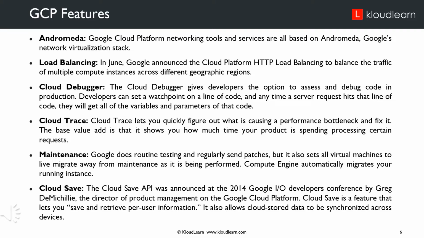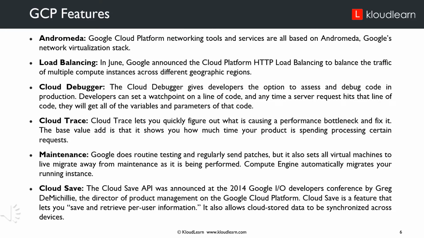Cloud Debugger. The Cloud Debugger gives developers the option to assess and debug code in production. Developers can set a watch point on a line of code, and anytime a server request hits that line of code, they will get all the variables and parameters of that code. Cloud Trace. Cloud Trace lets you quickly figure out what is causing performance bottlenecks and fix them. The base value add is that it shows how much time your product is spending processing certain requests.